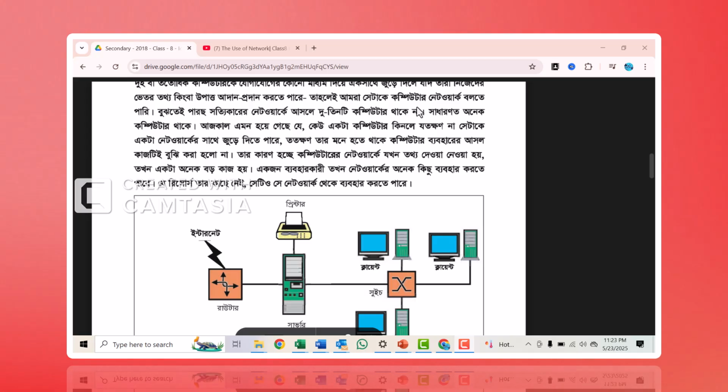Today we learned about computer networks and how the internet helps in education.